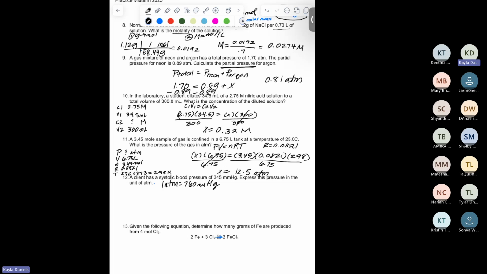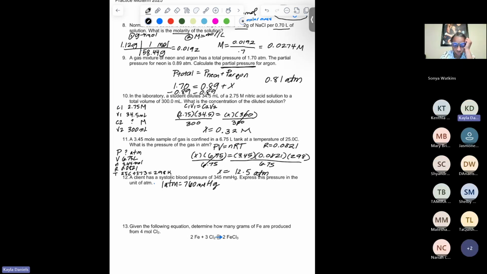Number 12 is talking about gas pressure again, but we're just changing the unit. A client has a systolic blood pressure of 345 millimeters mercury, and we want to express this in atmospheres. I already left this over from erasing the document last time, but I got this from the reference sheet, under the gas laws.